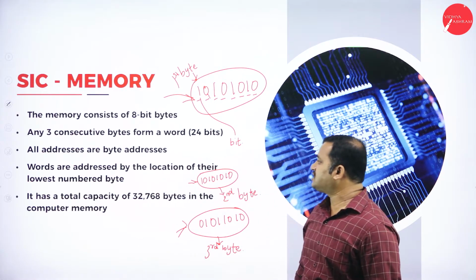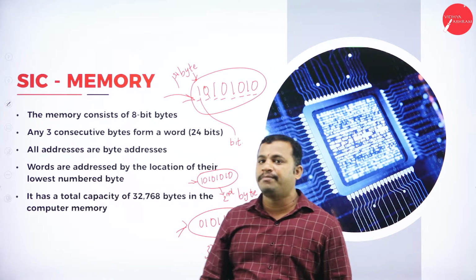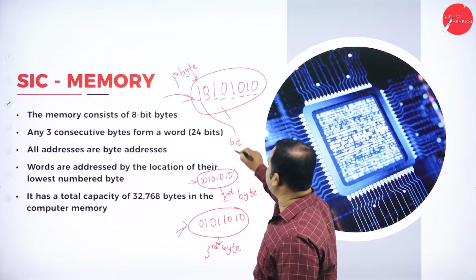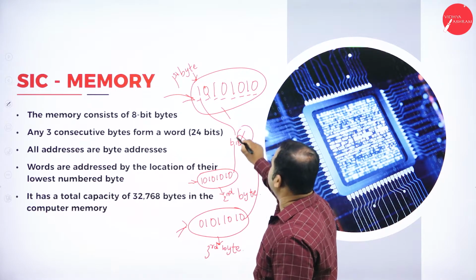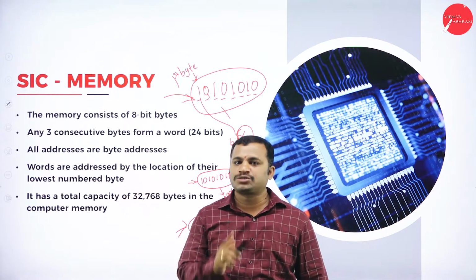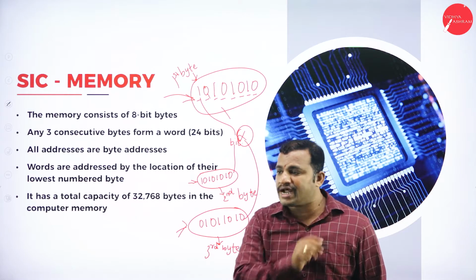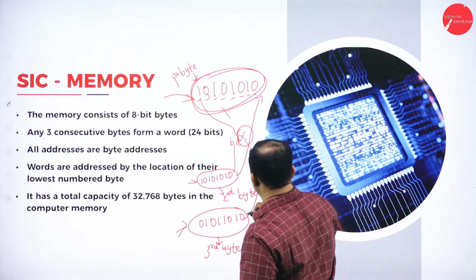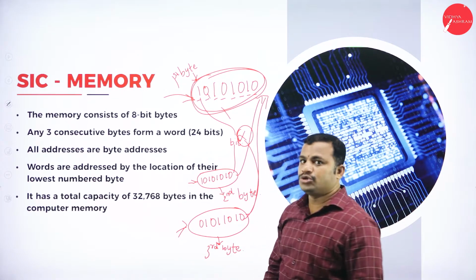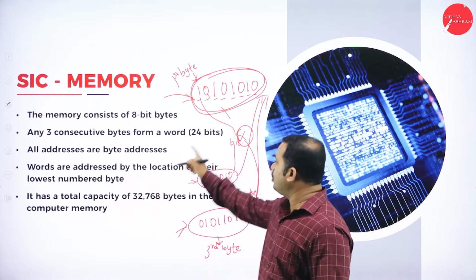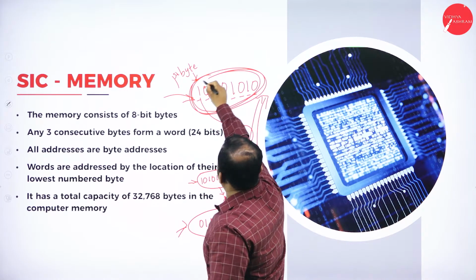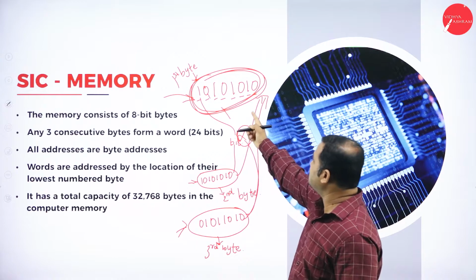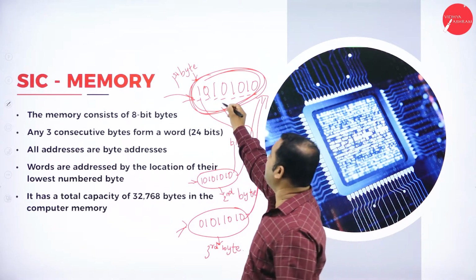Similarly, words are addressed by the location of their lowest numbered byte. If I combine the first byte, second byte and third byte, I'll get 24 bits as one word. This is called the lowest address. This is connected to this, and this is connected to this. So totally we have 24 bits. This is called the lowest address, or lowest numbered byte. I will consider that as the word. Words are addressed by the lowest numbered byte.